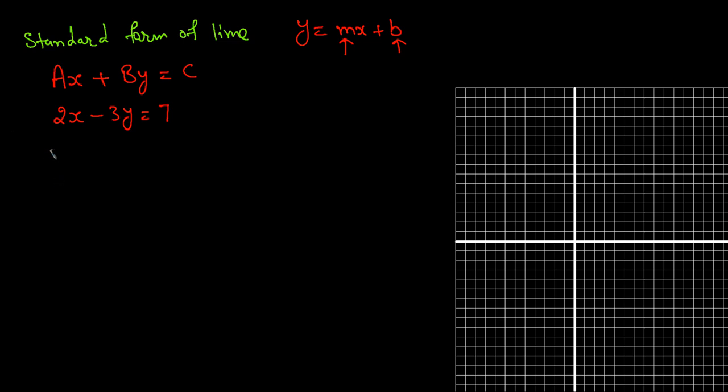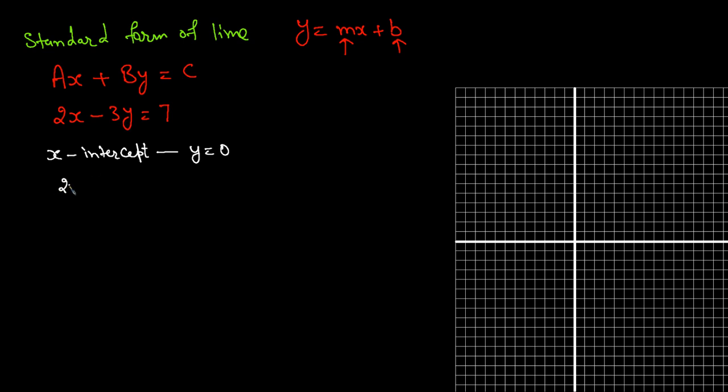First, we need to find the x-intercept. The x-intercept means y is equal to 0. If we graph this line, wherever the line crosses the x-axis, the value of y will be 0, and that will be your x-intercept. So to find the x-intercept, plug in 0 for the other variable, which is y here.